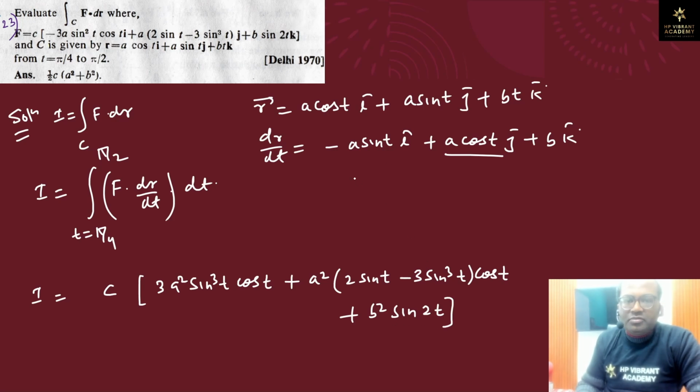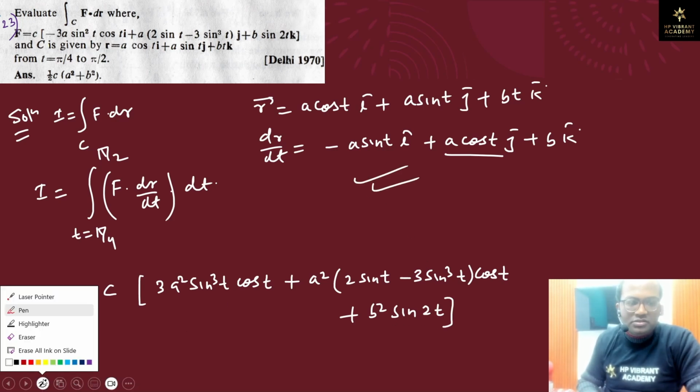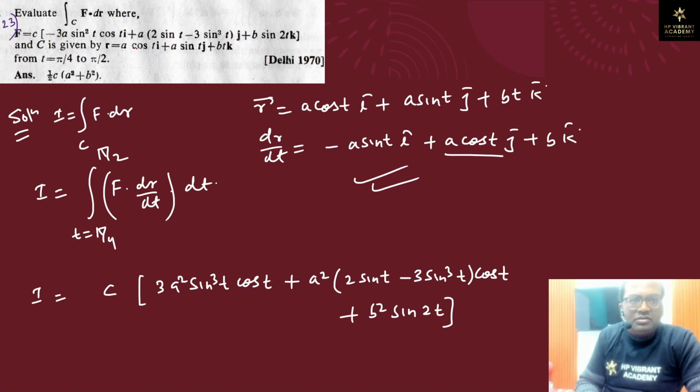F dot dr upon dt, this is dr upon dt, and this is the value of f, into dt, and the value of the limit is from pi by 4 to pi by 2. How will we solve this?